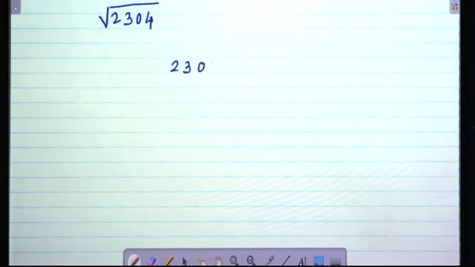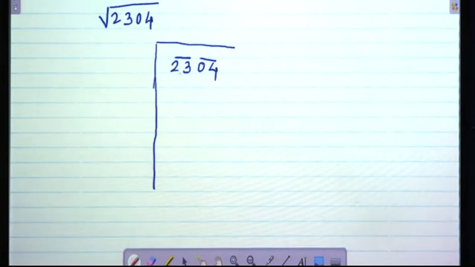The square root of 2304. We have to find it by the division method. First we group the digits from the ones place, taking 2 digits at a time. So there are 2 bars, meaning we have made 2 groups here. Let us do it by the division method.